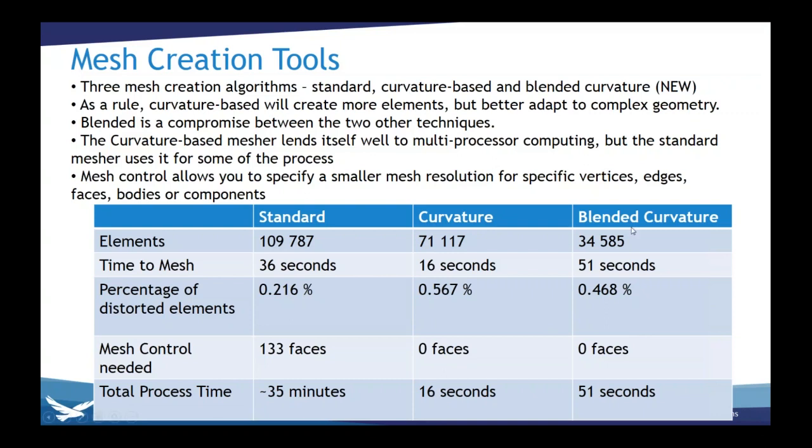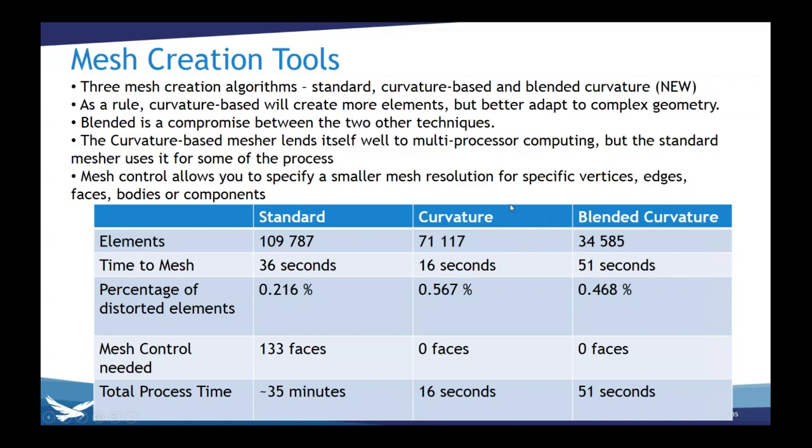And then the blended curvature, I think of this as my really big hammer if I've got a really challenging meshing problem. It doesn't use multiple cores very well, so it is slow, the slowest of the group, but it will generally produce the least cells. So if you're in a very big, complex problem, you're going to get a smaller number of cells. That may not be good enough for accuracy, but it is what it is.